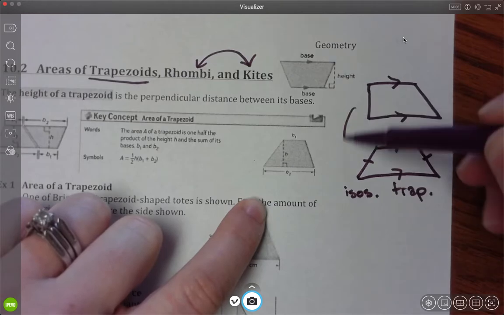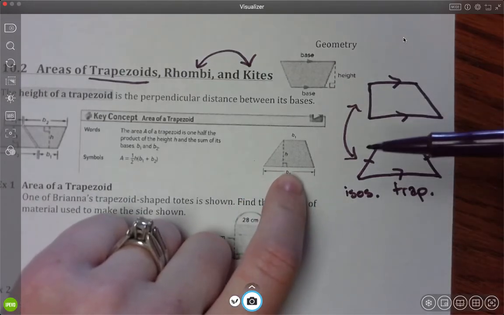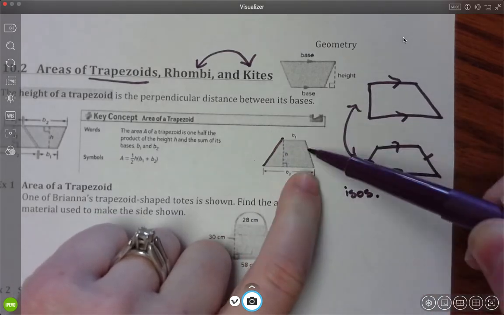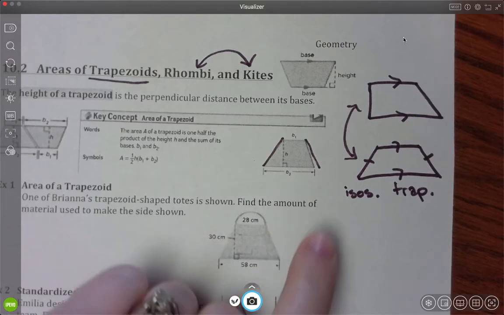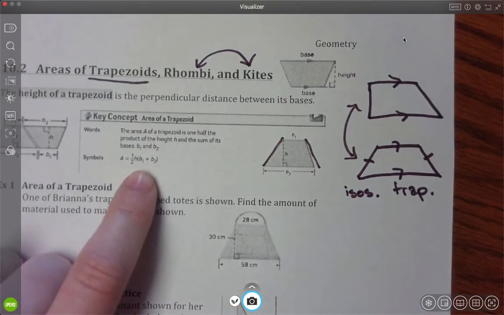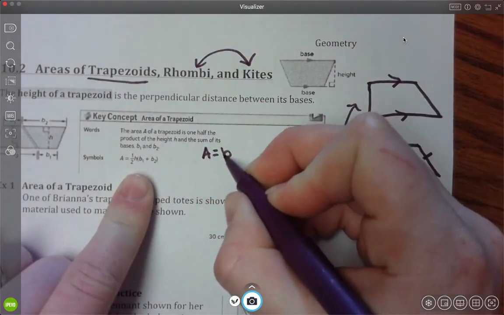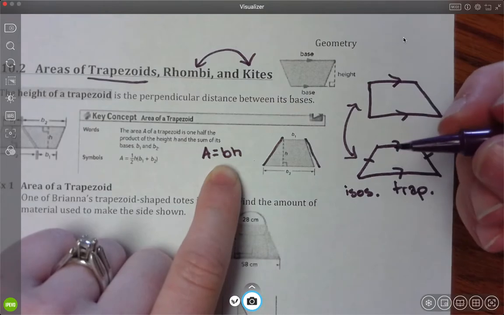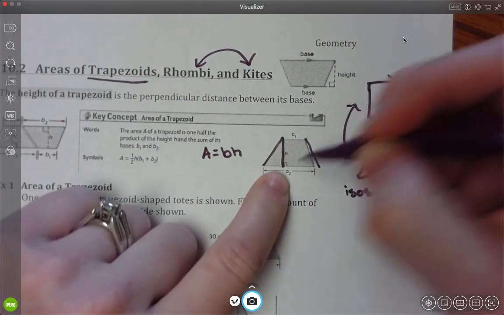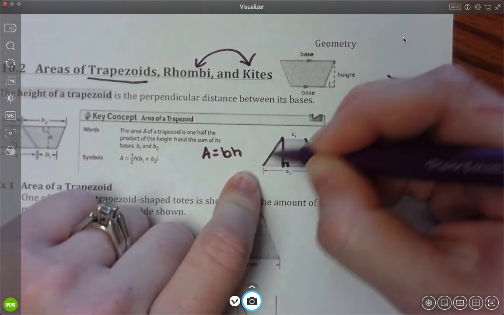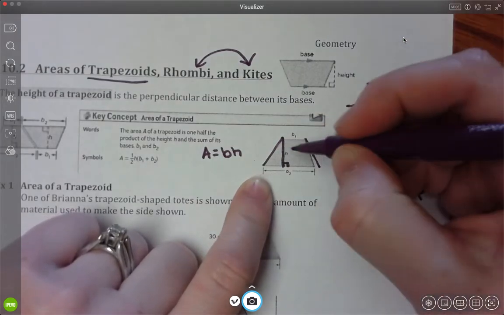It doesn't make any difference which one is which. This is not an isosceles trapezoid because you can see that this side is probably longer than this one, but it doesn't matter for this formula. So the area of a trapezoid, I'm going to start with the area of a parallelogram again. Base times height is the area of a parallelogram, and the height is that perpendicular height, never the slanted height, just like we talked about yesterday. But now this trapezoid has two different bases.